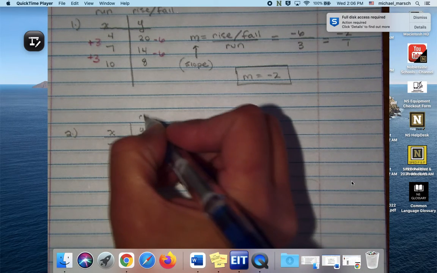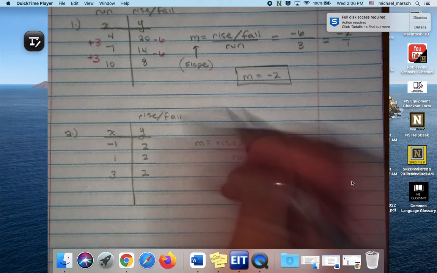So remember, our rise, fall is our y value. Our run is our x value. So what's happening for the y values? What's the change? It's constant. It's just 0, right? So 0 change, 0 change. So my numerator is going to be 0. How about my run? Plus 2.